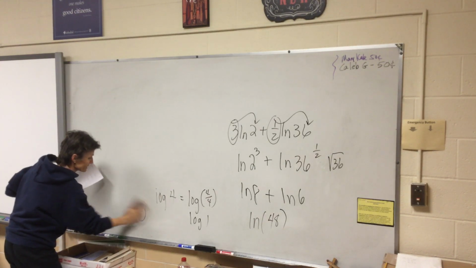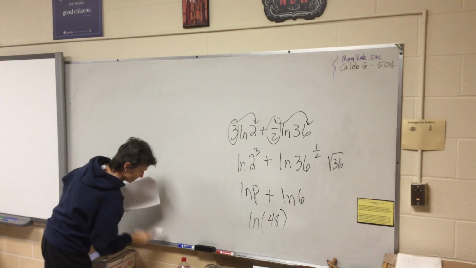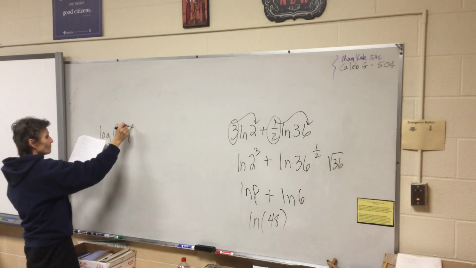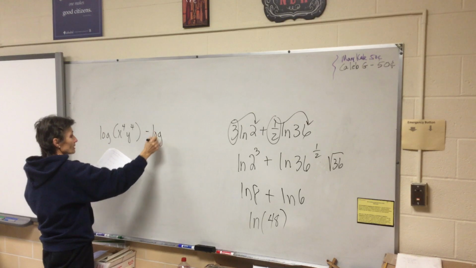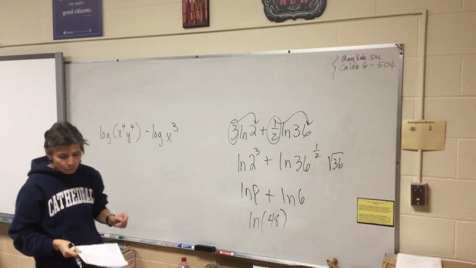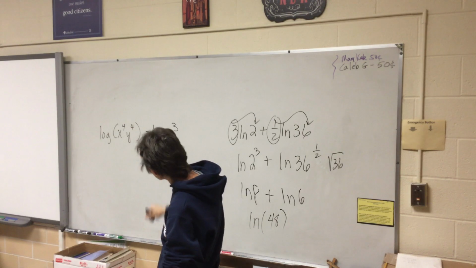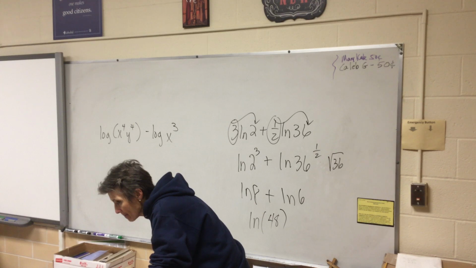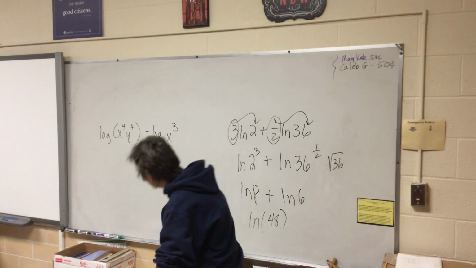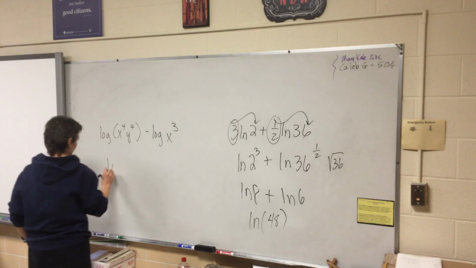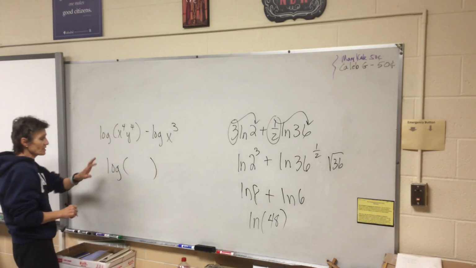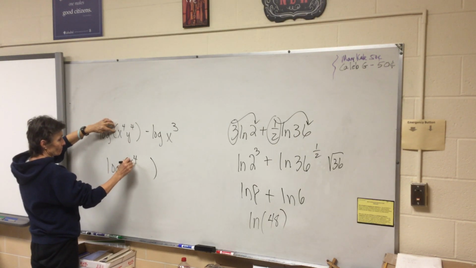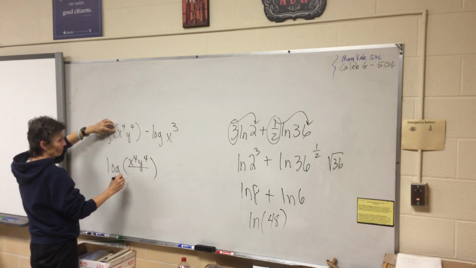First thing we're going to do is take care of our exponents. So I'm going to have the log of x to the 4th, y to the 4th, minus the log of x cubed. Now, look at the problem. Does everybody understand how I got this as my first step? Now I'm going to put them together then. And what's going to go inside of here? X to the 4th, y to the 4th over x to the 3rd.